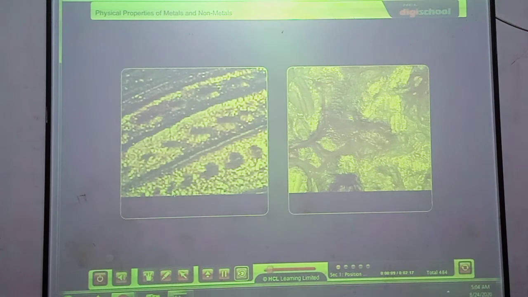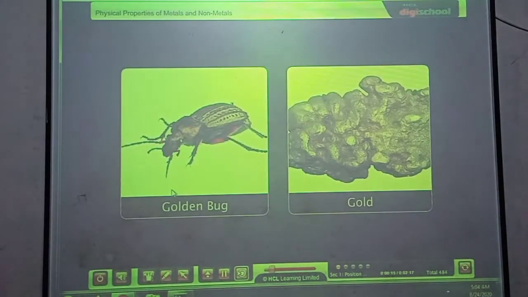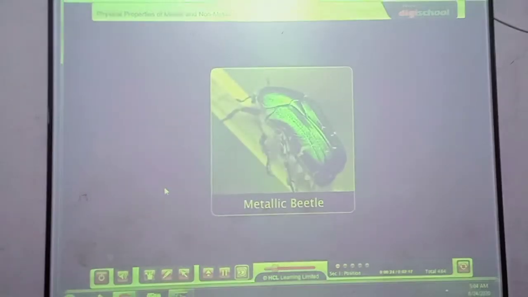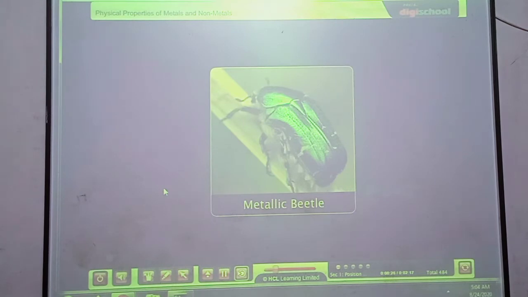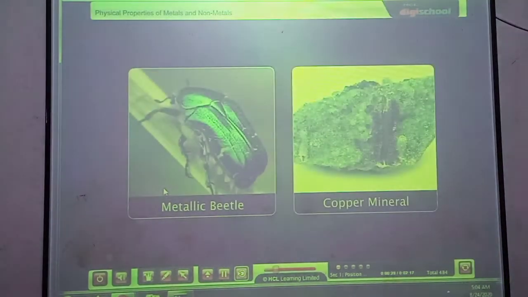When we say metal, the first thing we think of is its shine. Have you ever wondered about the metallic sheen of bugs? Is this one made of gold? Look how this lovely bluish-green metallic beetle resembles one of the ores of copper.